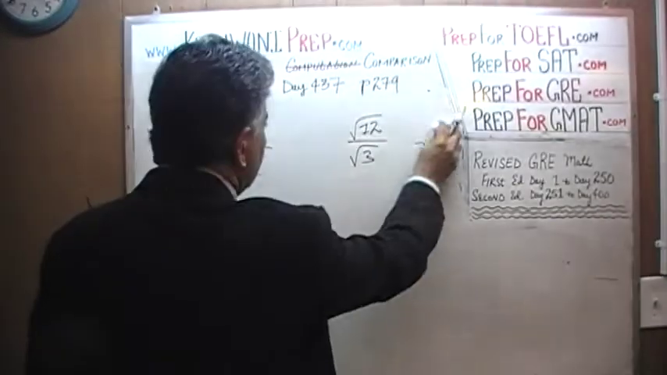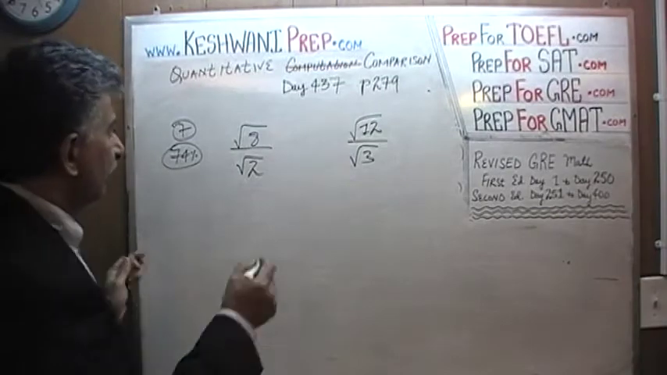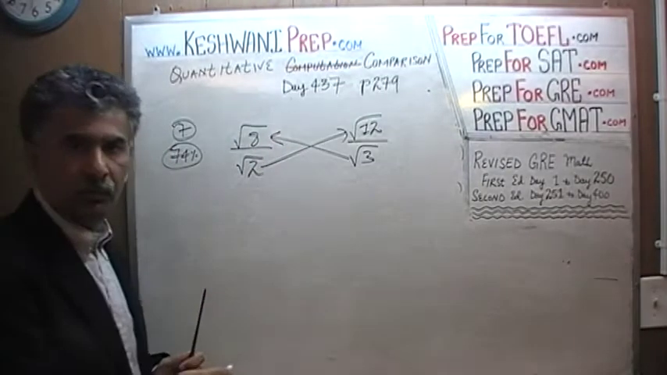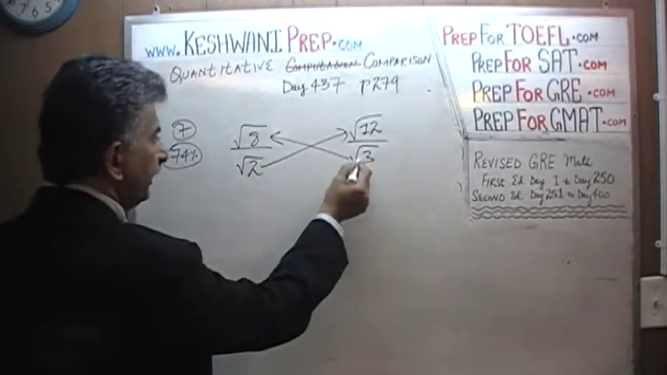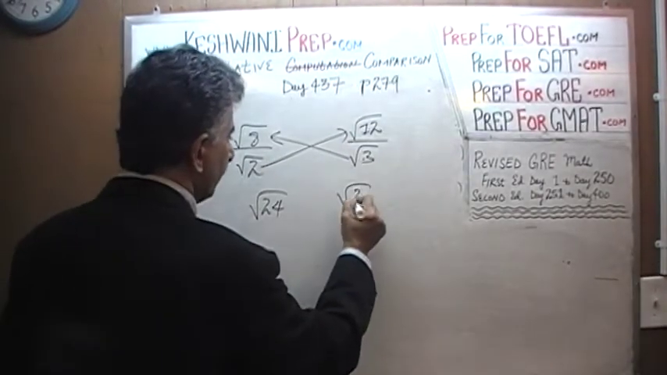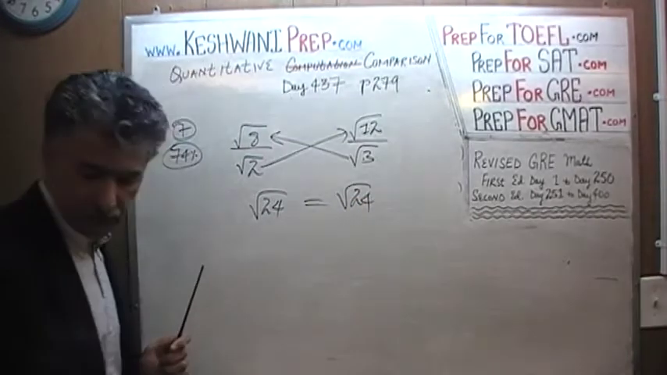Another, more straightforward method is to simply cross multiply. Multiply this column by root 3, multiply this column by root 2. And when we do that, we get 8 times 3, which is square root of 24, and 2 times 12, which is square root of 24. They're equal.